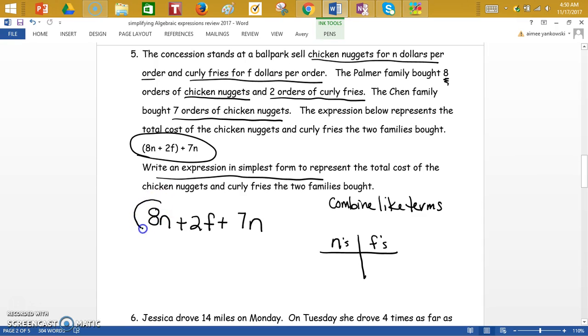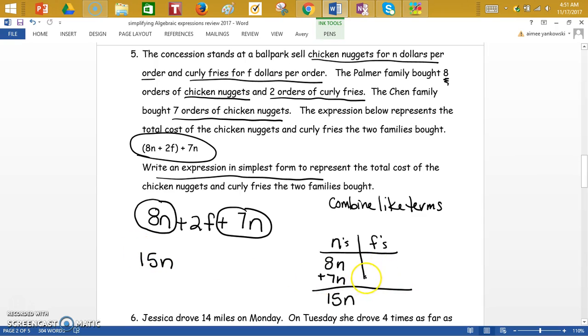So if I'm going to combine my N's, I'm going to combine 8N plus 7N. You always remember that sign in front you give to that term. So that's 8N plus 7N, 8 orders of chicken nuggets plus 7 more orders of chicken nuggets. Those families love chicken nuggets. They bought 15 orders of chicken nuggets.